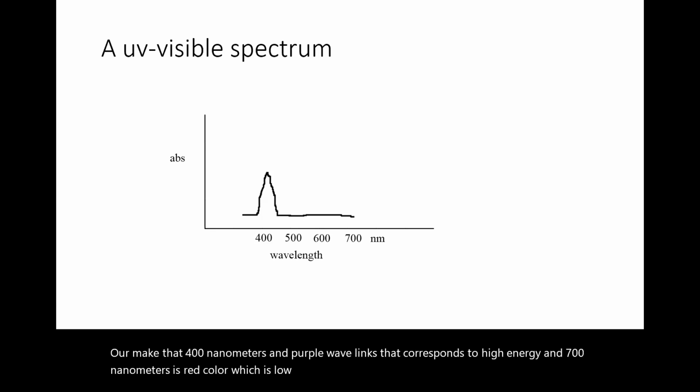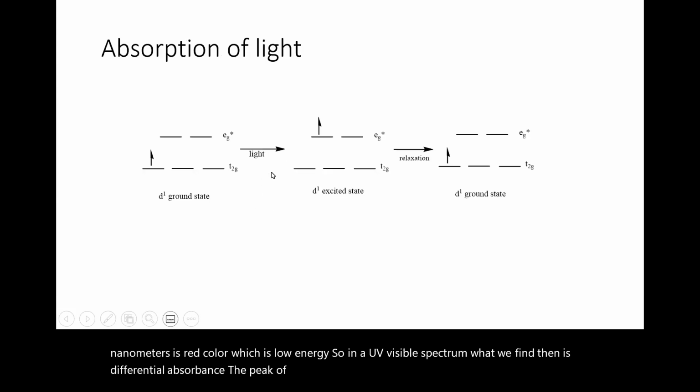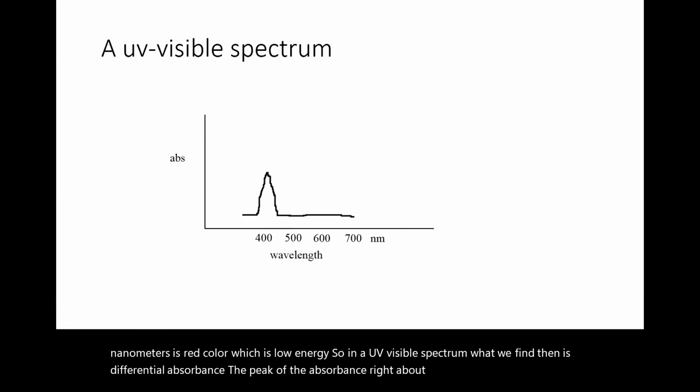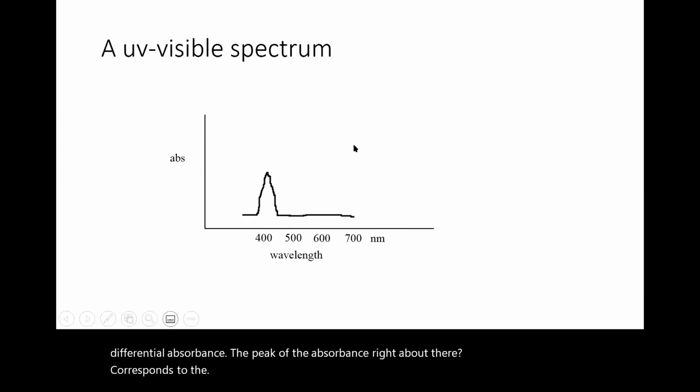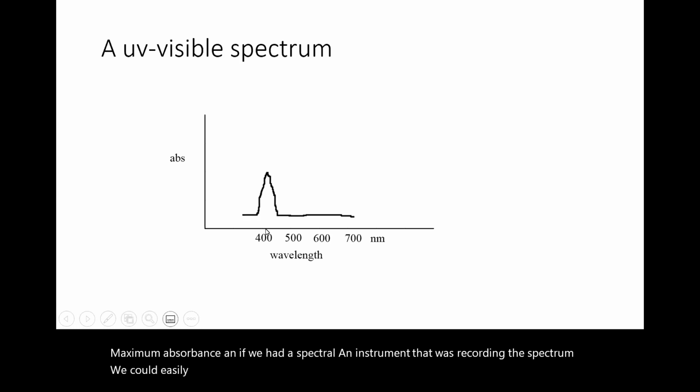So in a UV visible spectrum, what we find then is differential absorbance. The peak of the absorbance, right about there, corresponds to the maximum absorbance. And if we had an instrument that was recording the spectrum, we could easily read down and find out the exact wavelength of the maximum absorbance.